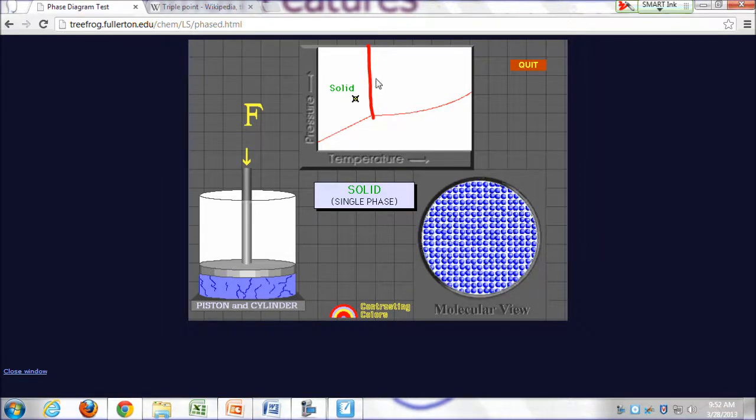So if you raise the external pressure, the melting point doesn't really change very much. So that's a very steep curve right there.